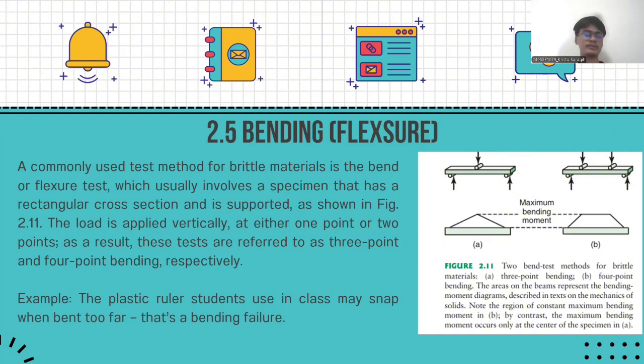Bending or flexure. A commonly used method for testing material is the bend or flexure test, which usually involves a specimen that has a rectangular cross-section and is supported as shown in figure 2-11. The load is applied vertically at either 1 point or 2 points. As a result, the tests are referred to as 3-point and 4-point bending respectively.